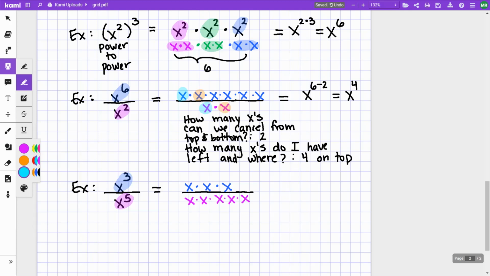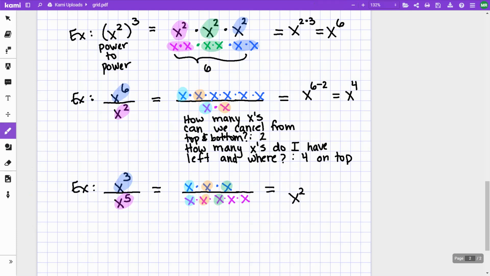Now, if you're looking at this, you'll notice that I can cancel 3 from top and bottom. Okay, 3 from top and bottom. And how many did I have left? Well, I had 2, but where did I have them? I had them on the bottom. But what do I have on top? I really have a 1 because each of these x over x is really just a 1. Now, that is going to be my cleaned up answer.